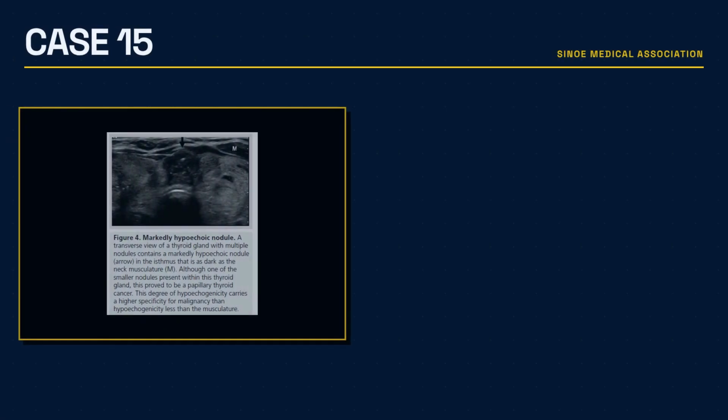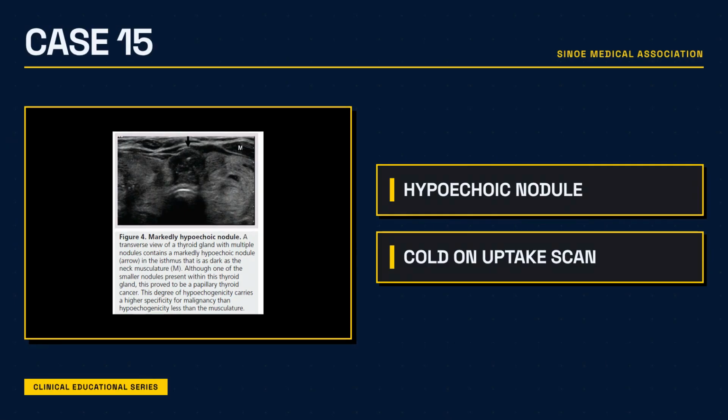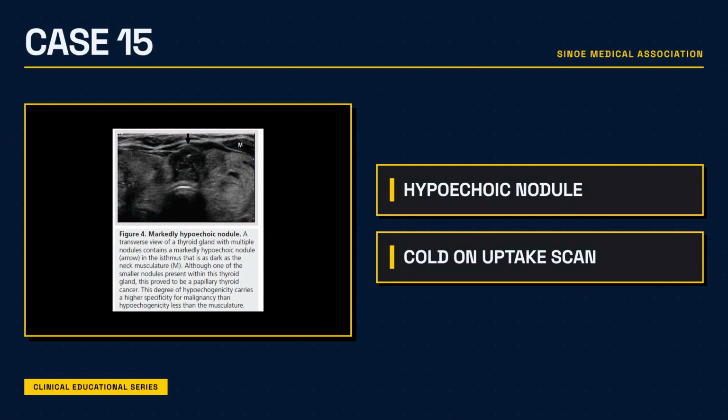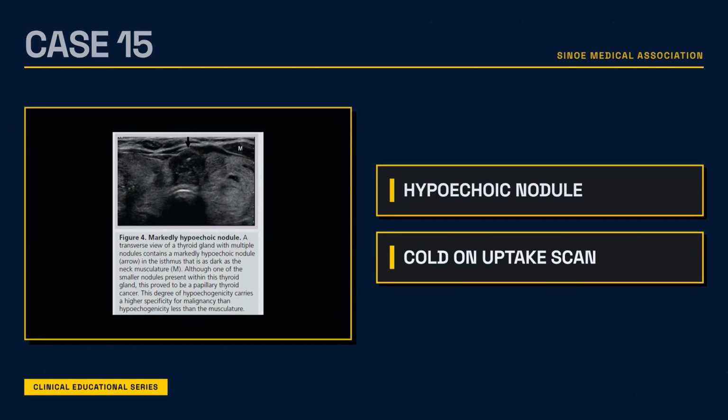Case 15. A 40-year-old woman is found to have a firm, non-tender nodule in the left lobe of her thyroid. Ultrasound reveals a hypoechoic nodule with irregular borders. A radioactive iodine uptake scan shows the nodule is non-functioning, or cold. What is the most appropriate next step in management?